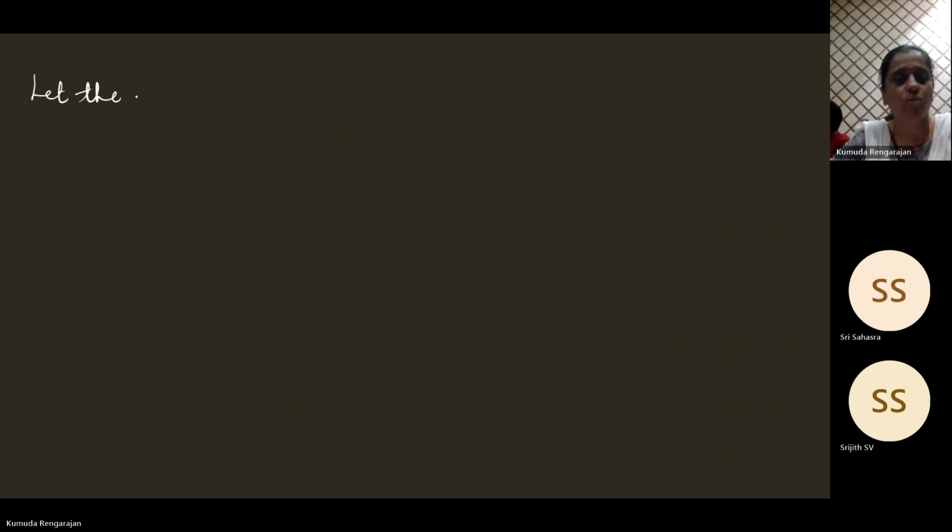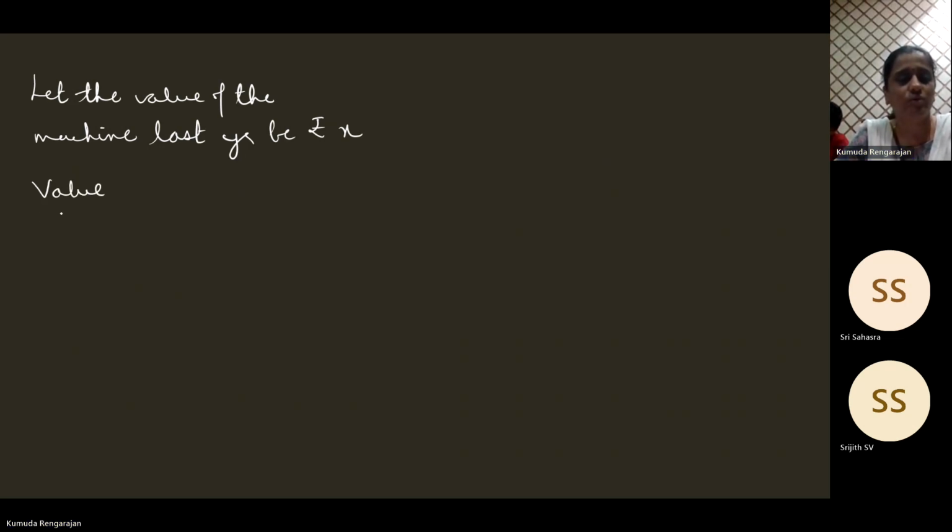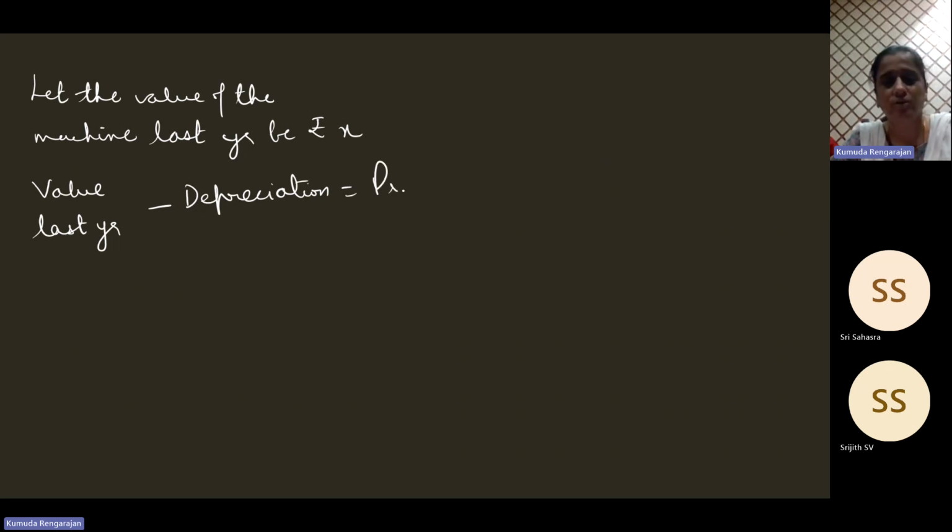Let the value of the machine last year be rupees X. So value last year minus depreciation is equal to present value.